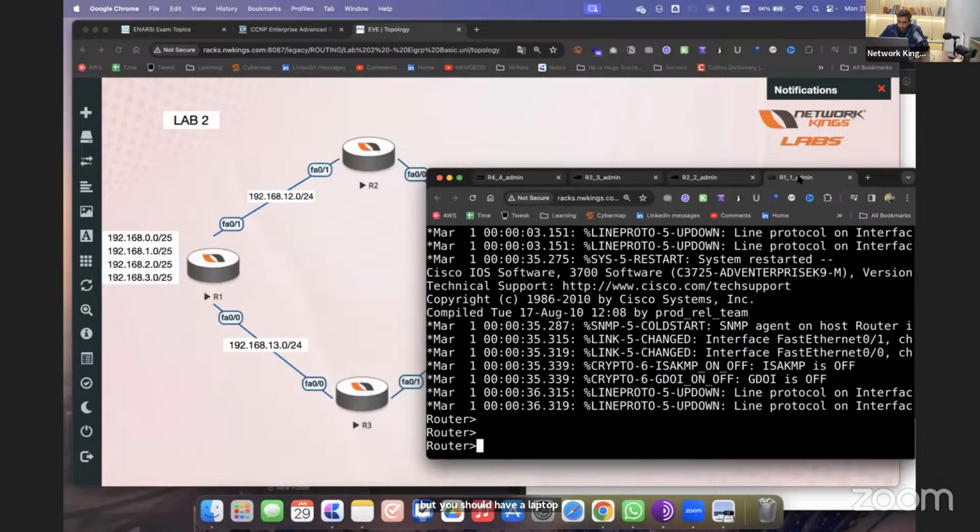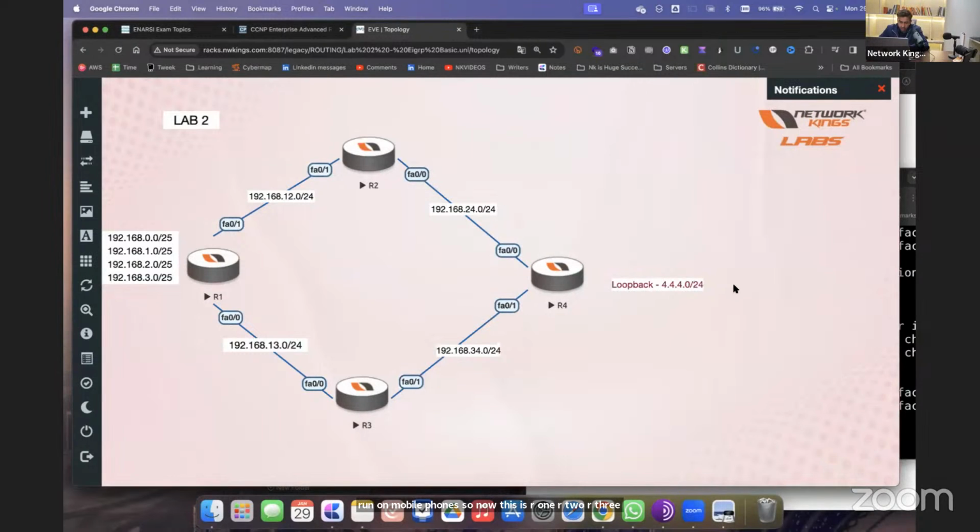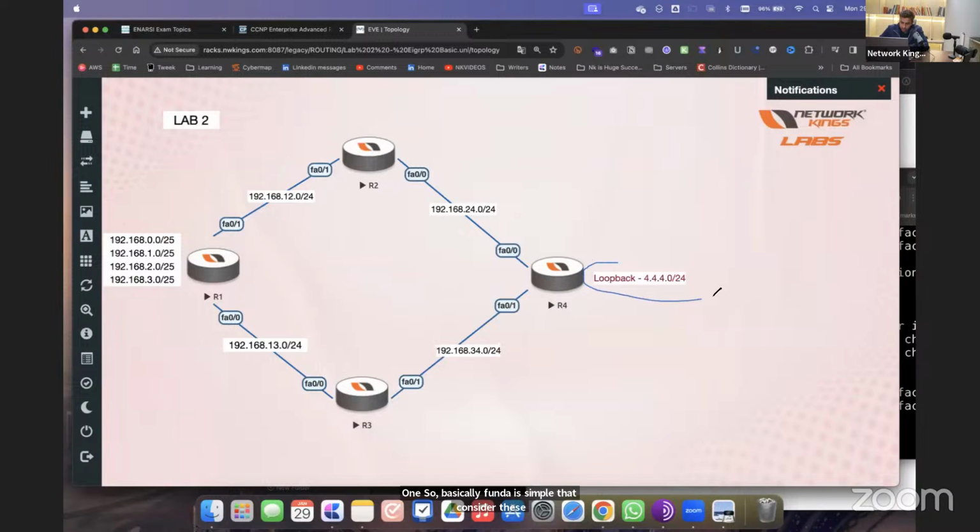Now this is R1, R2, R3, R4, four routers. These four routers will share information with each other. So what is the logic? I have created a loopback here. What is a loopback? I don't have a physical interface here, I don't have this cable. So for testing, I will create a virtual interface here and add it in EIGRP so that all routers will get this information. There are four other loopbacks we can create on R1. Basically the idea is simple: consider these loopbacks as the LAN networks of R4 and of R1.